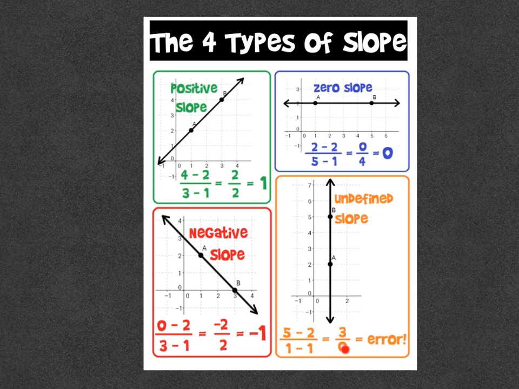You will notice that if I were to type this into a calculator and I tried to do 3 divided by 0, your calculator would say error because that's not possible. However, on the 0 slope, I could type in my calculator 0 divided by 4, and it would tell me the answer was 0.